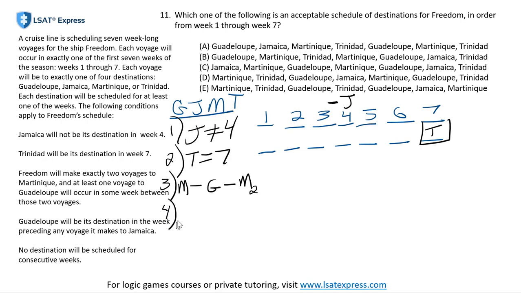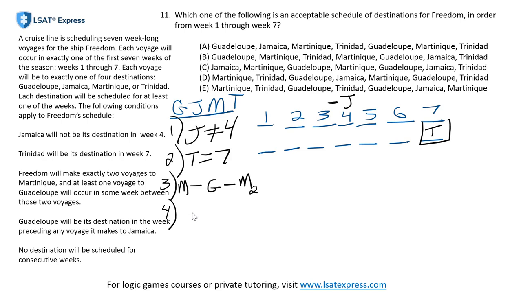Rule 4, and this one is really important. G will be the destination in the week preceding, coming before any voyage to J. There are often rules that you want to turn into if-then statements. Usually an if-then statement will be written as an if-then statement, if this, then that. But sometimes you want to actually turn a statement into an if-then statement.